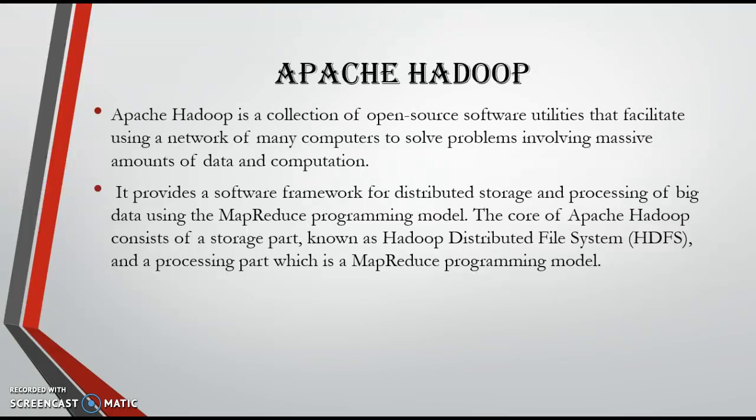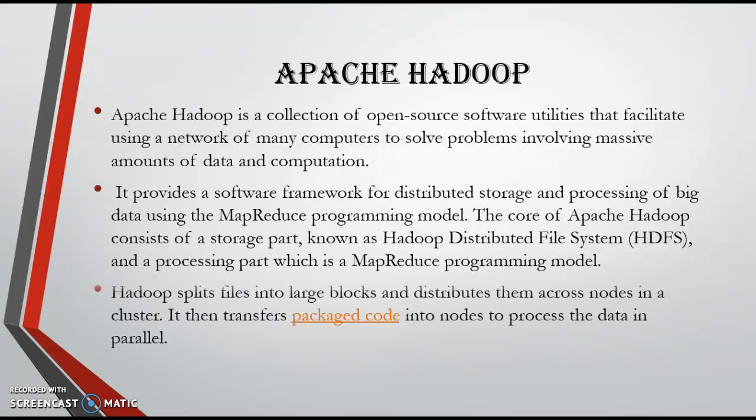The core of Apache Hadoop consists of a storage part known as Hadoop Distributed File System, that is HDFS, and a processing part which is the MapReduce programming model. Hadoop splits files into large blocks and distributes them across nodes in the cluster. It then transfers packaged code into nodes to process the data in parallel.